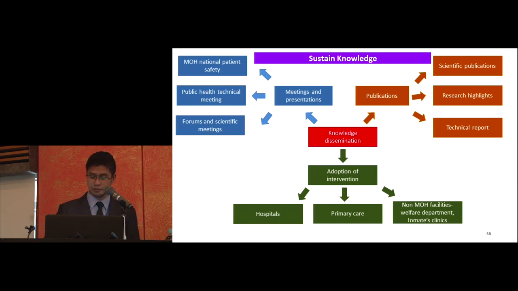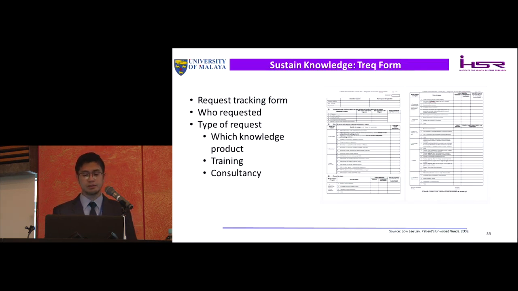And to sustain the knowledge even further, they have what is known as a request tracking form, or a track form. From there, they can extract who their main clients are and what kind of requests they want. What type of knowledge product is it? Is it the interventions? Is it training? Or is it consultancy? From there, they can tailor the intervention package and the knowledge products to suit the client's needs, and this can help to sustain KT even further.